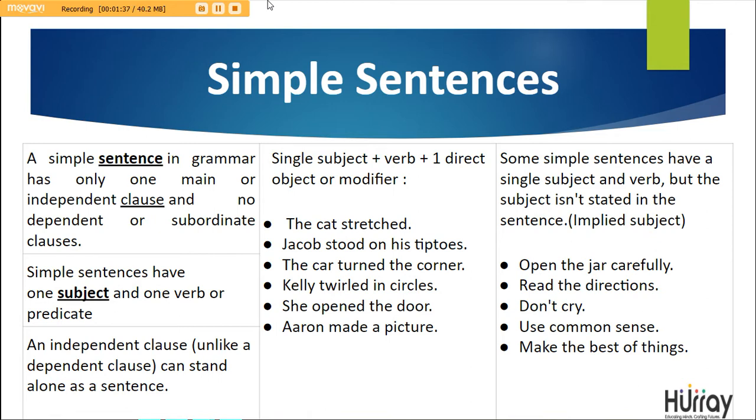Aaron made a picture. Some simple sentences have a single subject and verb, but the subject isn't stated in the sentence, which means that the subject is implied. For example, open the jar carefully, read the directions, don't cry, use common sense, make the best of things.